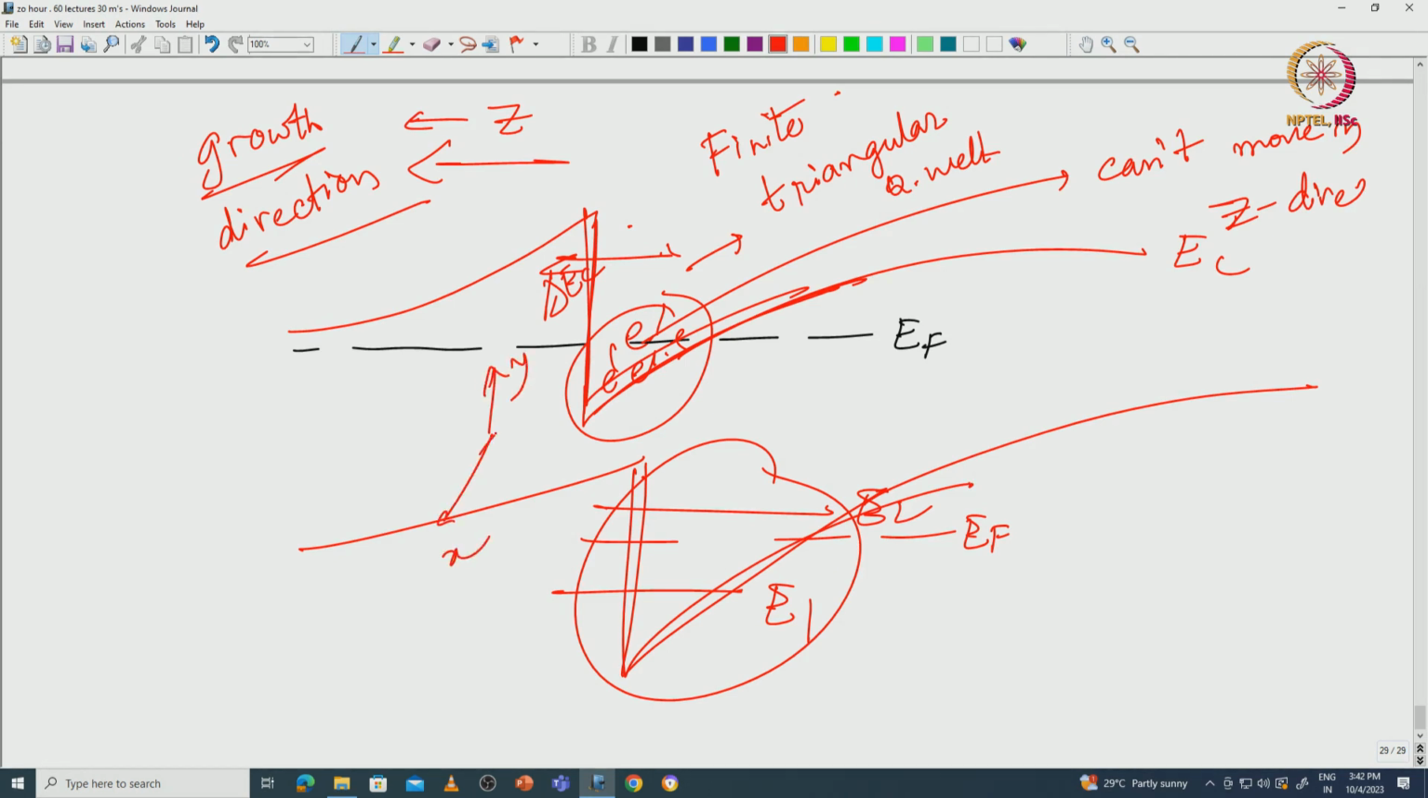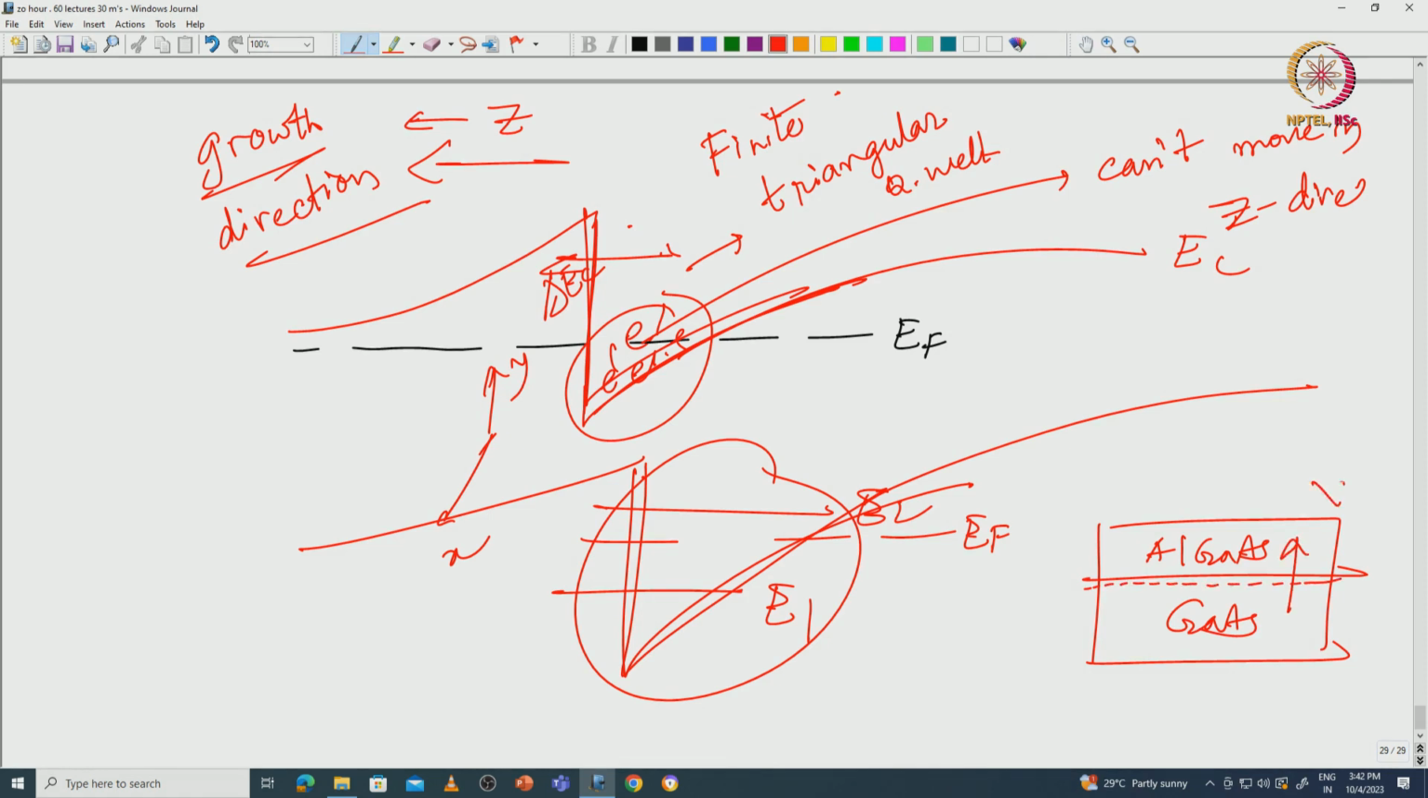In general, what happens is that if I take a stack of, say, aluminum gallium arsenide, this is the cross section, this is gallium arsenide, then the electron gas is here. In the z direction it cannot move, it can only move in this direction x and this direction y. It can move in the xy plane. So, it is called two dimensional, because it can move in a two dimensional plane only, it cannot move in the third dimension, the z dimension. Why? Because it is confined by this barrier. So, it is called two dimensional electron gas.